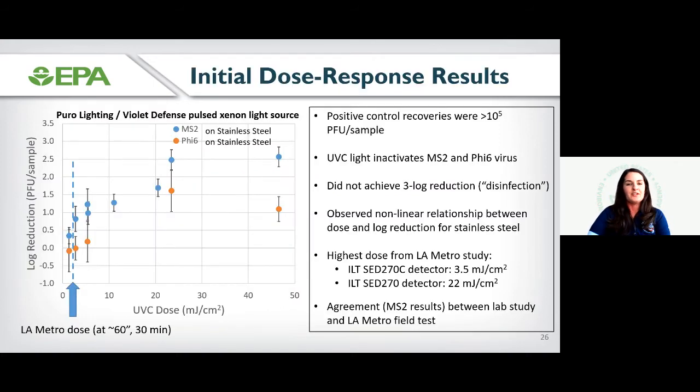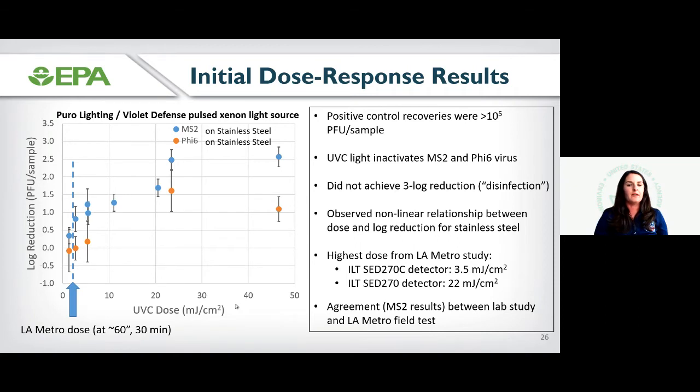Next slide. So in addition to focusing in on that range of doses that LA Metro saw in their field tests, we wanted to expand to looking at a wider range of UVC doses. So here's an initial plot of some of our initial MS2 and Phi-6 results. The MS2 dots are in blue, and the Phi-6 dots represent the results in orange, with the UVC dose here on the x-axis, going back to that more UVC limited detector.